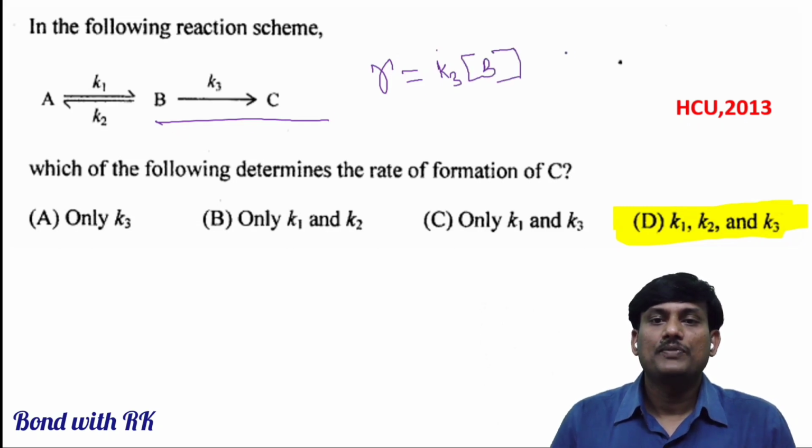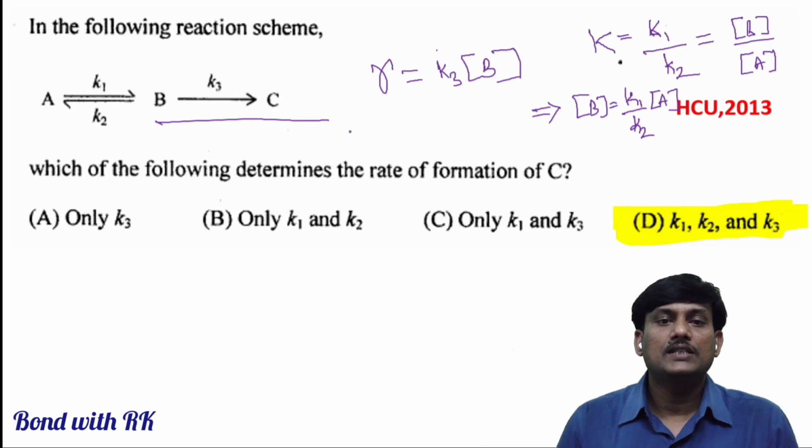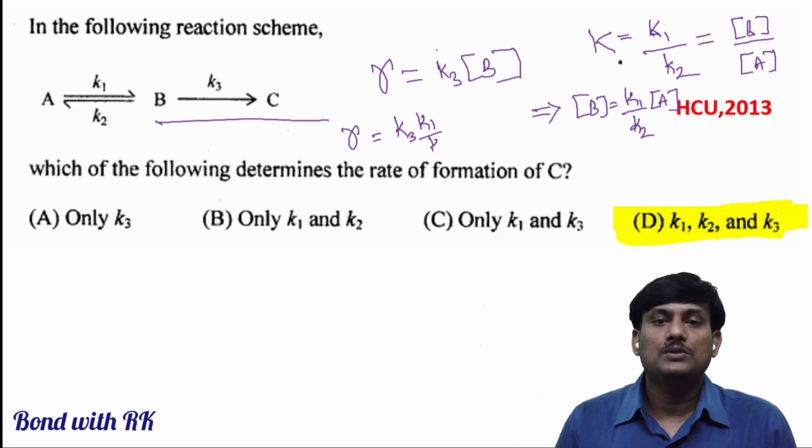From equilibrium, the equilibrium constant capital K is the ratio of the rate constant of the forward reaction, K1, to that of the backward reaction, K2, which is equal to the concentration of product over the concentration of reactant. That implies the concentration of B is equal to K1 by K2 into the concentration of A. So the rate equation will be R is equal to K3, K1 by K2 into the concentration of A.